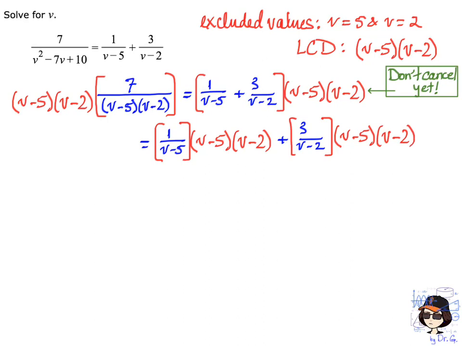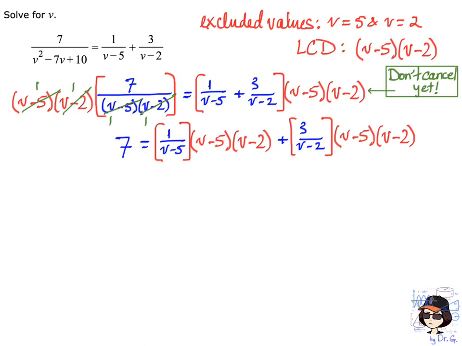And now, before we start canceling over on the right, let's look at the left side. The left side didn't have a sum. We have the LCD, v minus 5 times v minus 2, times a rational expression, 7 over v minus 5 times v minus 2. So we don't have a sum. We don't need the distributive property. We can cancel right away. Notice that there's a v minus 5 in the bottom and the top, so those cancel. And there's a v minus 2 in the bottom and the top, so those cancel. And so on the left side, we're just left with a 7. We got rid of the entire fraction on the left side.